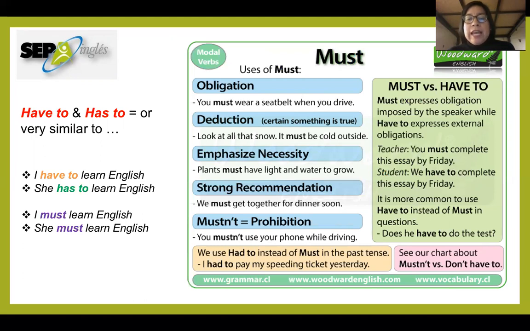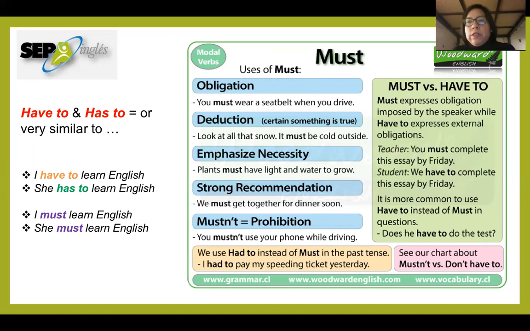Okay, so we use had to instead of must in the past. I had to pay my speeding ticket yesterday, okay? We can't use must to express a sentence in the past. So in that case, we use had to.